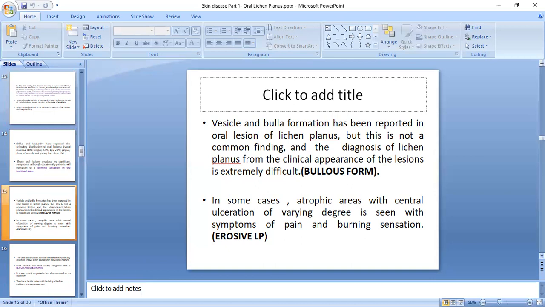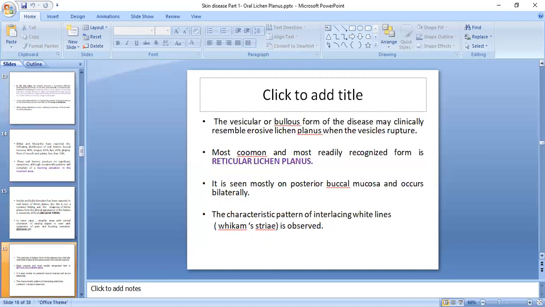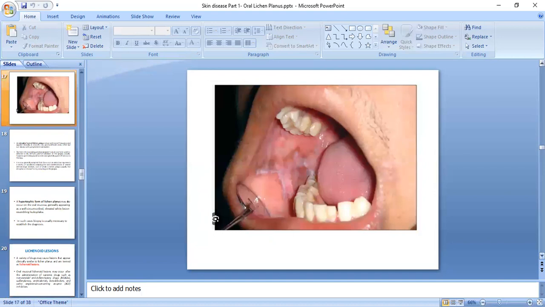Next, what is erosive lichen planus? Atrophic areas with central ulceration of varying degrees are seen with symptoms of pain and burning sensation. This type of lichen planus is referred to as erosive lichen planus. Then the most common type, which has to be remembered, is reticular lichen planus. It is seen mostly on the posterior buccal mucosa and occurs bilaterally. The characteristic pattern, as I've already told you, interlacing white lines called Wickham's striae, is observed here. Here we can see the buccal mucosa. These are the white lines.